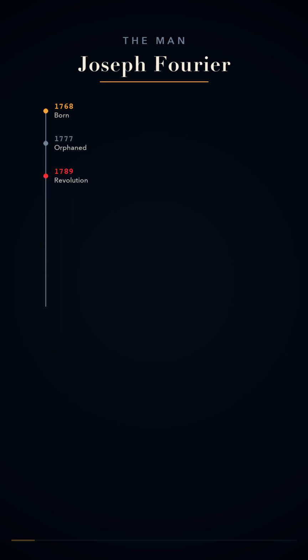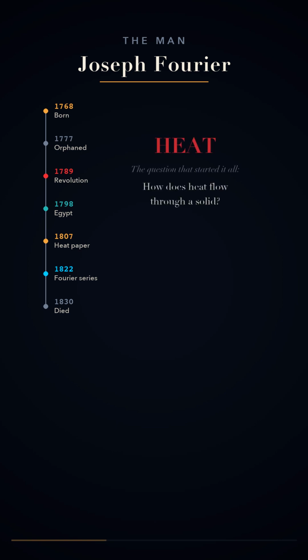Joseph Fourier himself had a life almost as strange as his mathematics. He was orphaned at 9, educated by monks, nearly guillotined during the French Revolution, and then appointed by Napoleon to govern a chunk of Egypt. In Egypt, he became obsessed with heat. He wanted to understand how heat flows through solid objects, why a metal rod, heated at one end, gradually warms along its length. His answer was the Fourier series.